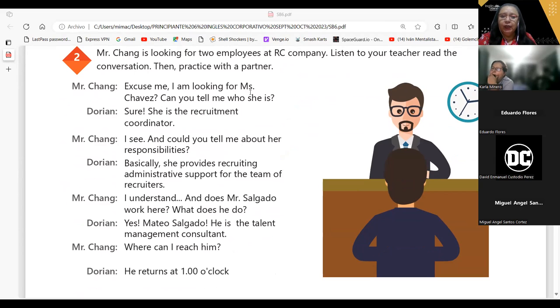Excuse me, I am looking for Ms. Chavez. Can you tell me who she is? Sure, she is the recruitment coordinator. I see. And could you tell me about her responsibilities? Basically, she provides recruiting administrative support for the team of recruiters. I understand. And does Mr. Salgado work here? What does he do? Yes, Mateo Salgado. He is the talent management consultant. Where can I reach him? He returns at 1 o'clock, okay?